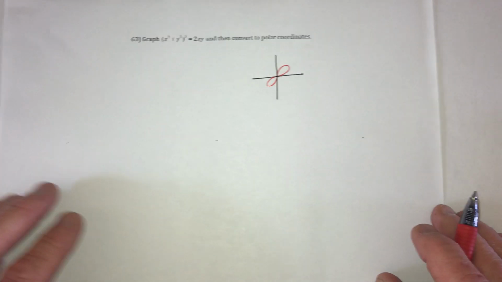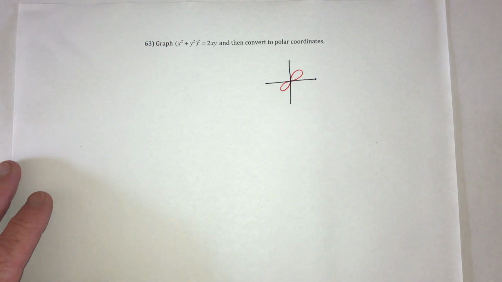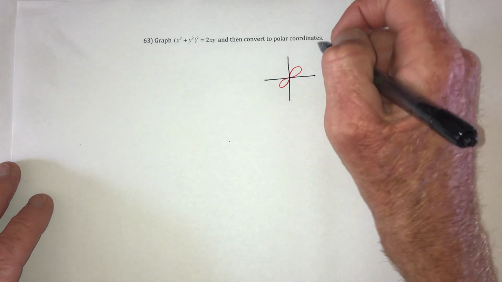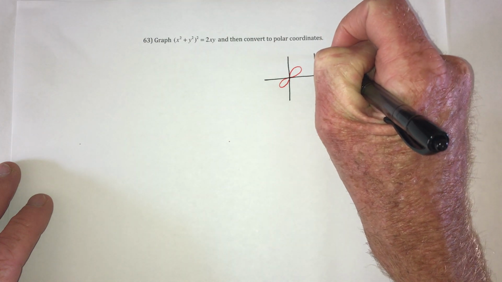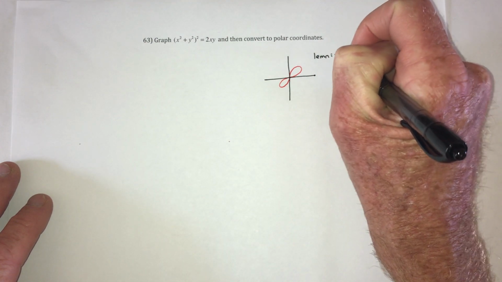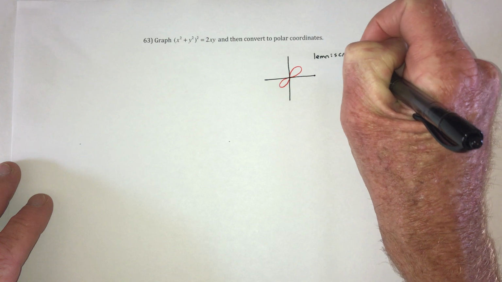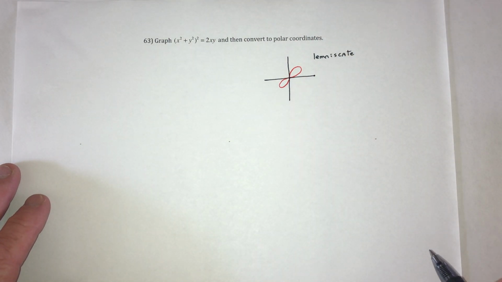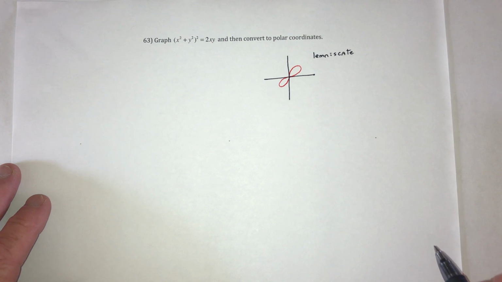So it's this infinity symbol, or lemniscate. Sorry, I don't know how to spell lemniscate. I'm going to try lemniscate. Yeah, close enough. Okay, what about changing to polar coordinates?